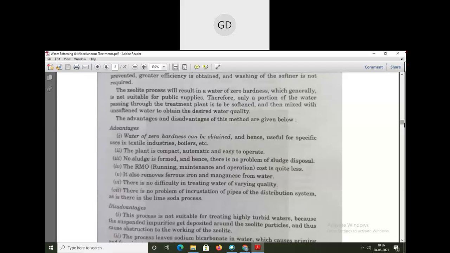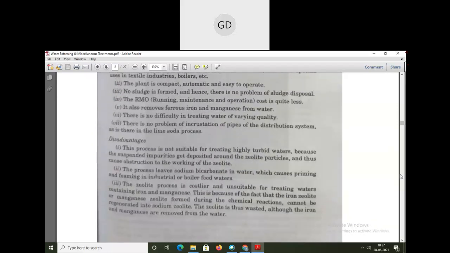There are also some disadvantages of the zeolite exchange process. It is not suitable for treating very highly turbid waters, because the suspended impurities get deposited around the zeolite particles, causing obstruction to the working of the zeolite. In turbid waters there are many suspended impurities, so when you do the zeolite exchange process for very highly turbid water, the impurities get deposited around the zeolite particles and obstruct their working. So that is one disadvantage.